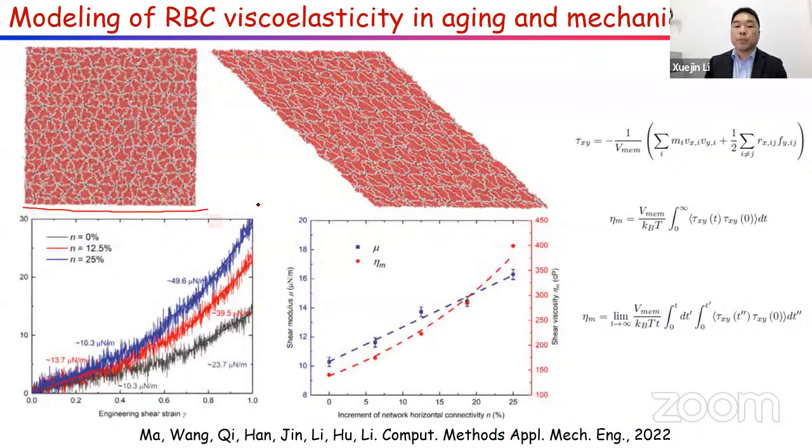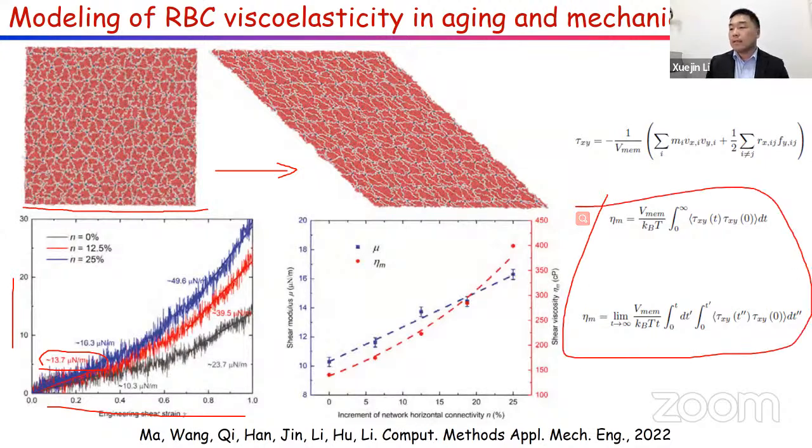For example, to compute the shear modulus of the cell membrane, we let the cell membrane be subject to shear at a fixed shear strain rate. And the shear modulus can be estimated from the shear stress and shear strain curves. We can get the shear modulus. And the membrane viscosity can be computed through the Green-Kubo formula in these two equations.